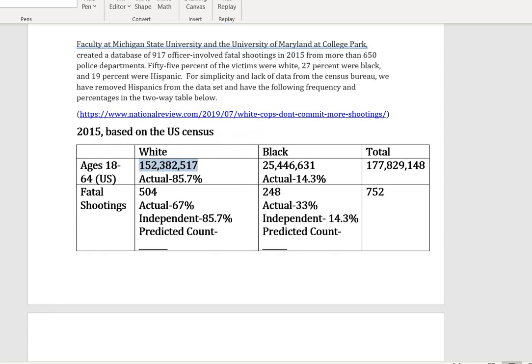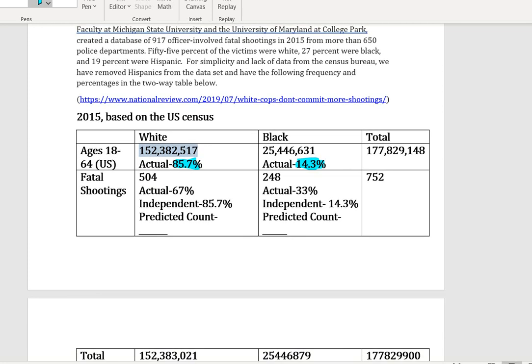So here's the deal. In the United States in 2015, per the Census Bureau, white males between the ages of 18 to 64 made up 85.7% of the population, and black males between the ages of 18 to 64 made up 14.3% of the population. Okay, that's only looking at white and black males. Again, we removed Hispanics for simplicity since the Census Bureau didn't have correct numbers or good numbers for that.